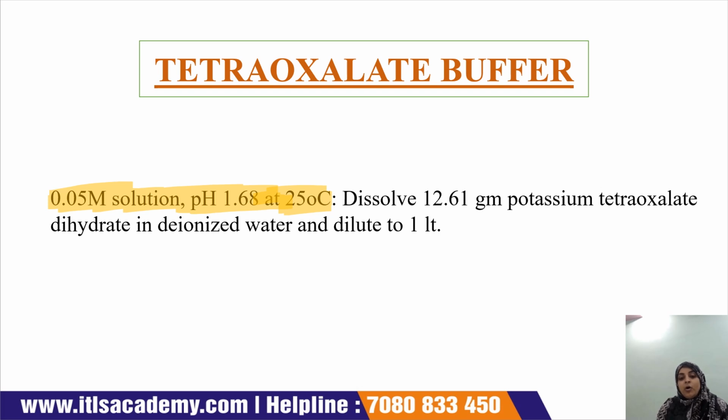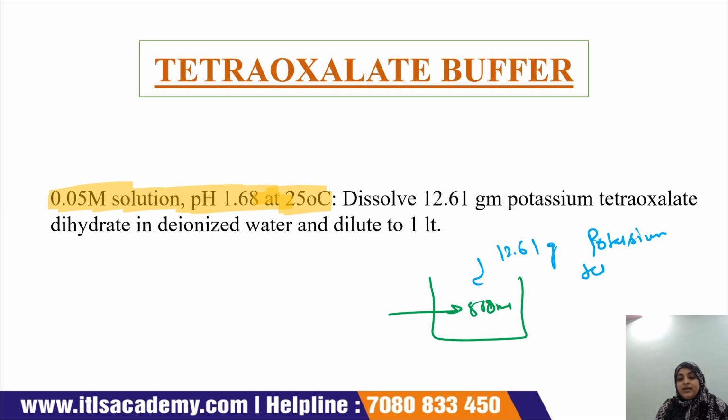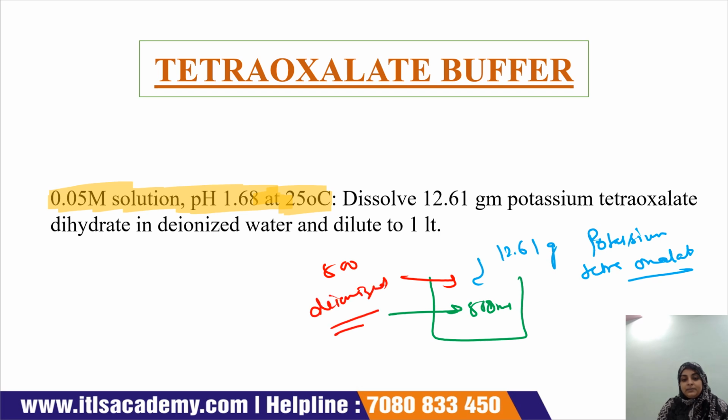Again, what we have to do is take a beaker, put in 500 ml distilled water, and then add 12.61 grams of potassium tetraoxalate. When it is completely dissolved, the remaining 500 ml of deionized water will be added.